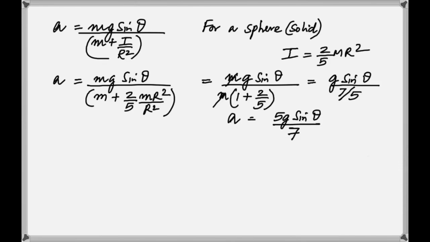Now in the same way, we could find the acceleration of a disk. The only thing we have to do is substitute the rotational inertia of the disk, which would be mr squared by 2. So we can use this general expression to find the acceleration of any object rolling down an inclined plane.